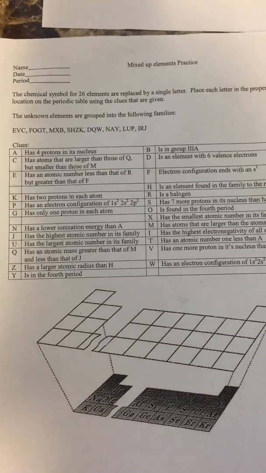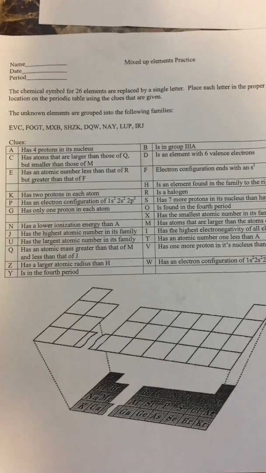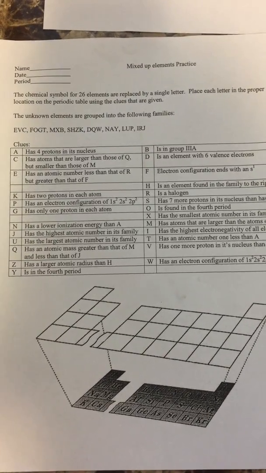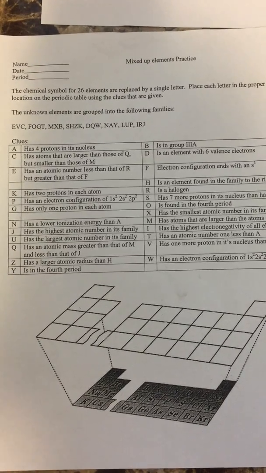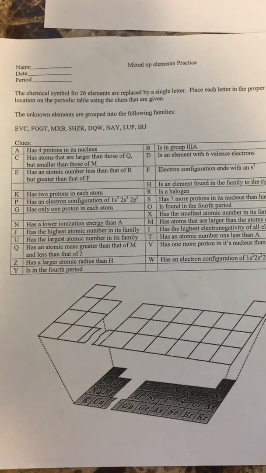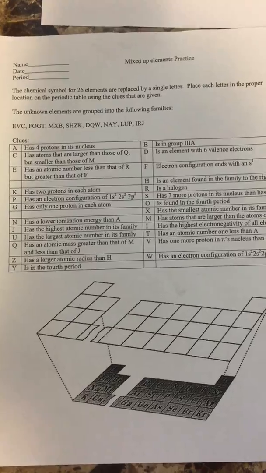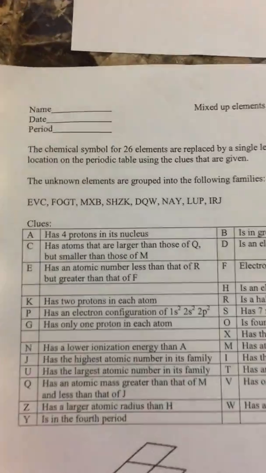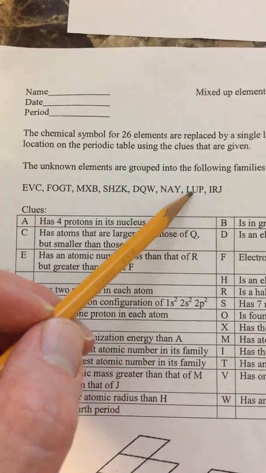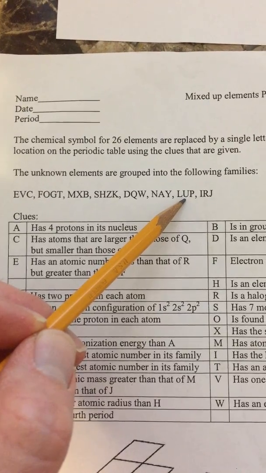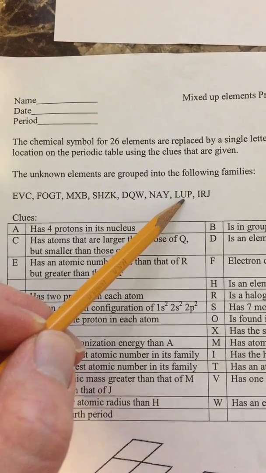As you study the clues, you'll notice that the letter L has been left out. That's not a mistake. It's actually by design. Once you know where U and P go, you can place L in the remaining square of that family. As you can see, L, U, and P are all in the same family.